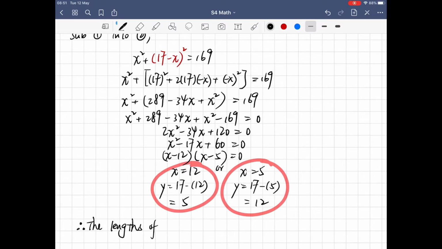The lengths of the other two sides of triangle ABC are 5 cm and 12 cm. Okay, so we don't have to answer twice, like when x is something, y is something. As you can see, the answers calculated in the calculation represent the two sides. So therefore, these are the answers.